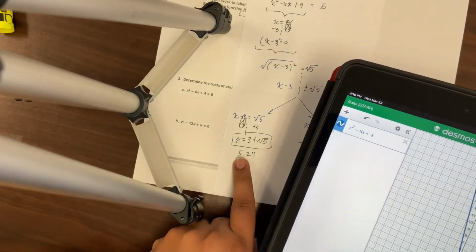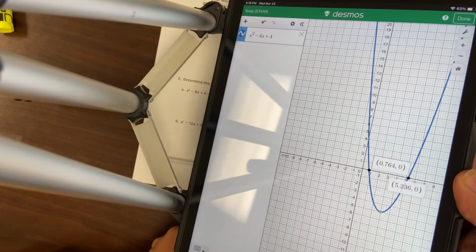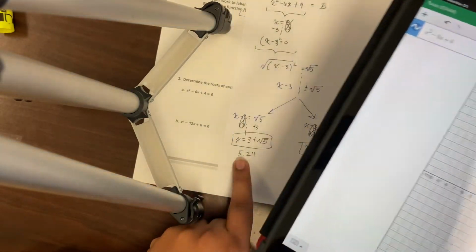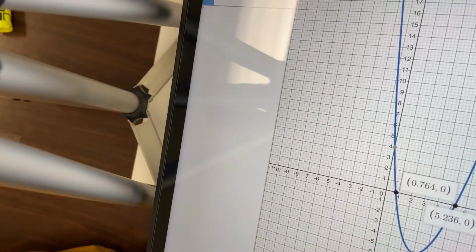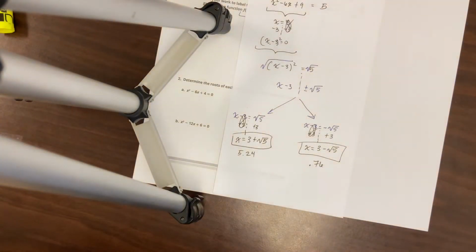Here it is. 5.24. That was on my calculator. I just rounded. 0.76. 0.76 is right there as well. We did it perfect. I'm glad I fixed the calculator.